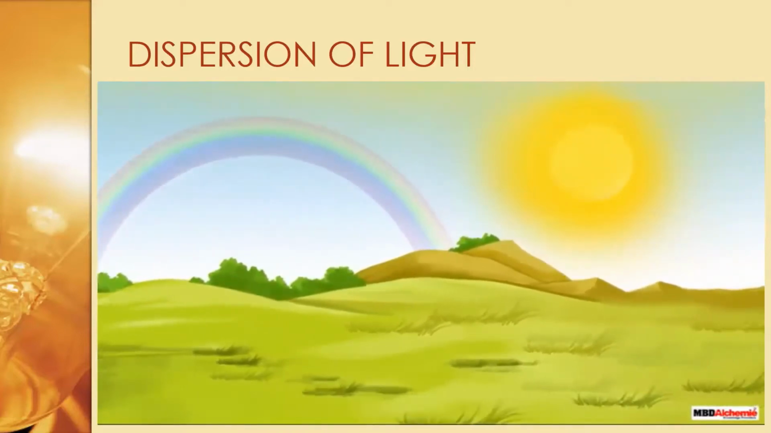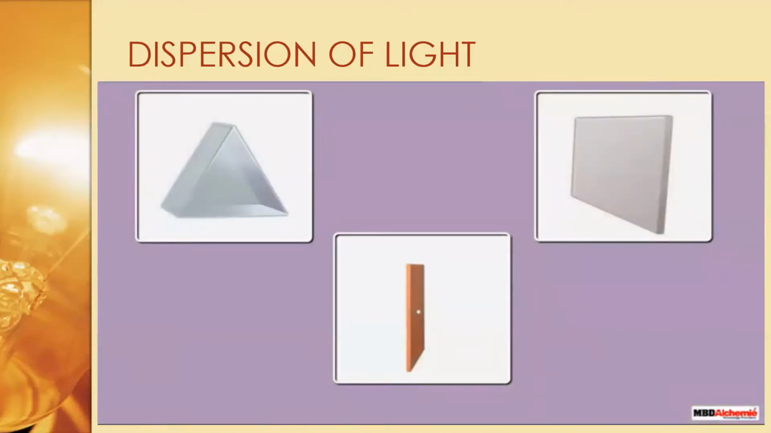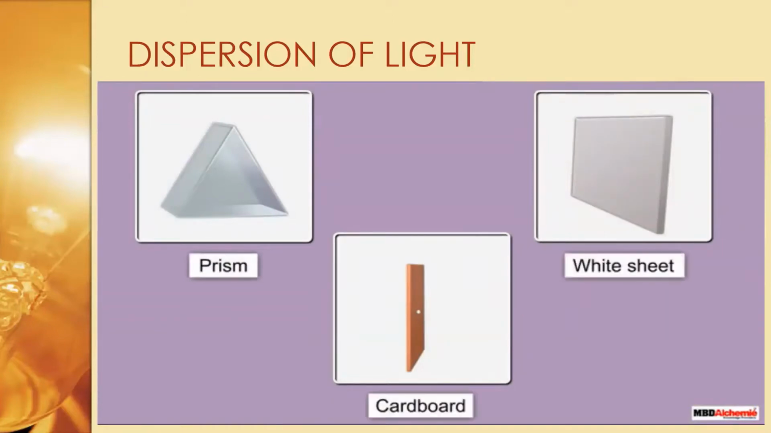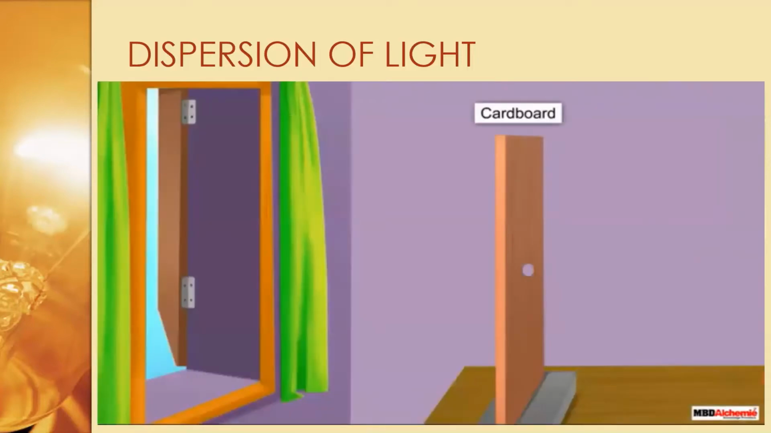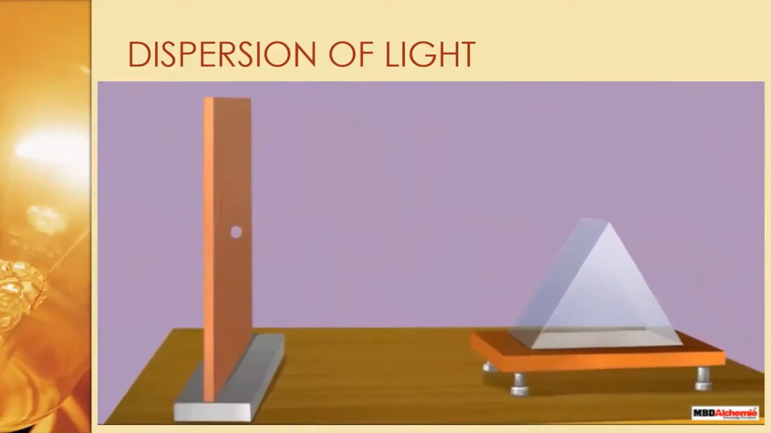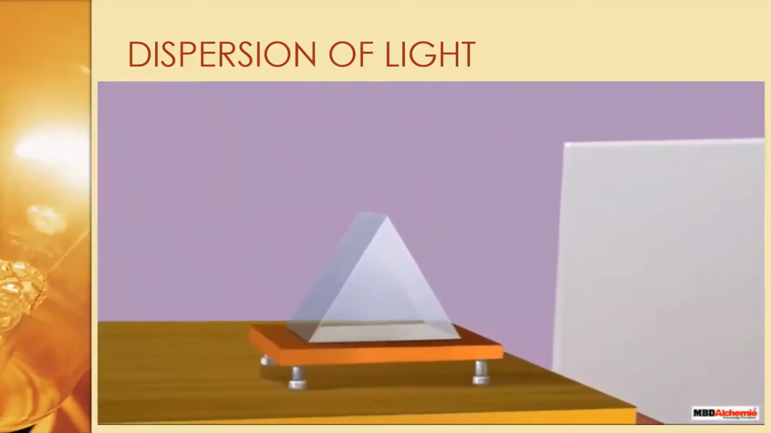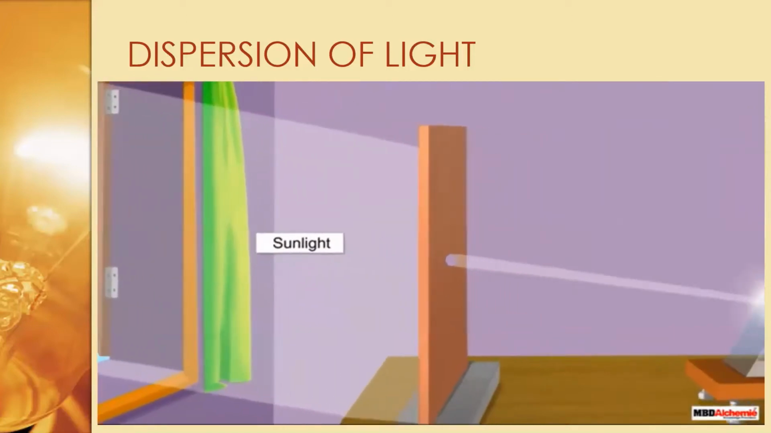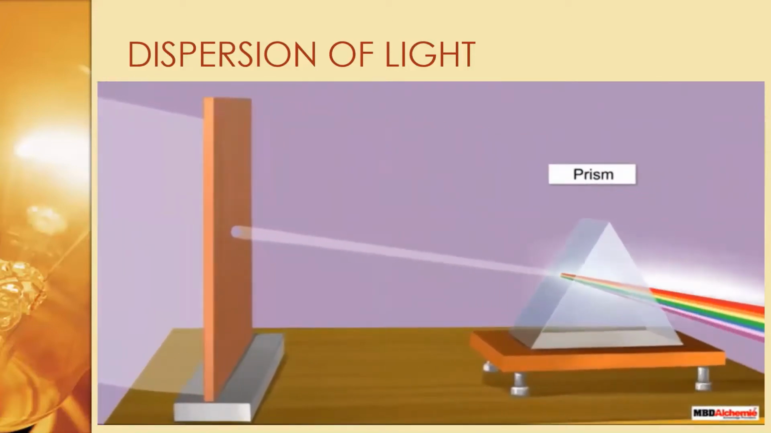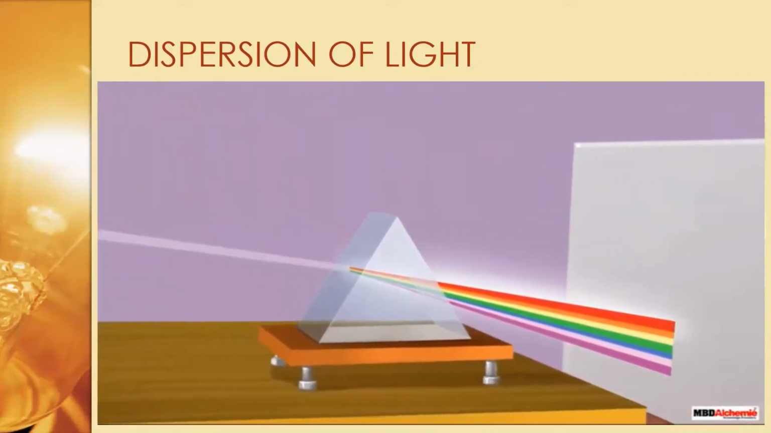To understand what dispersion of light is, let us perform an activity. For the activity, you need a prism, a white sheet, and a cardboard with a small hole at its center. Place the cardboard at a position such that the sunlight falls directly on it. Next, keep the prism such that the light passing through the hole of the cardboard falls on the surface of the prism. At the other end of the prism, fix the white sheet as shown. As the sunlight passes through the prism, you will observe a beautiful band of colors appearing on the white sheet.